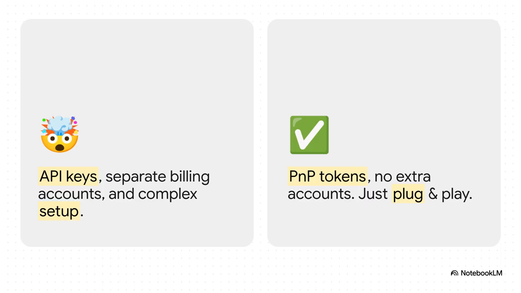So let's just compare the old way versus the new way, right? Typically, integrating a new AI model means you're juggling API keys, separate billing accounts, it's a mess. Latenode simplifies all of that with something called PNP tokens, which handles all the authentication and the billing seamlessly. It is a true plug-and-play experience, so you can just start building immediately.